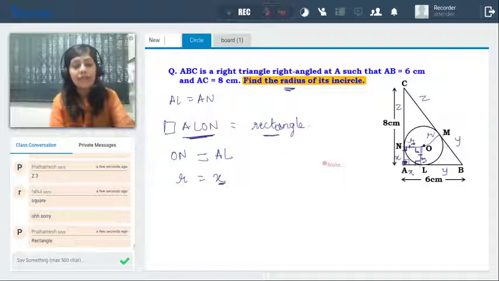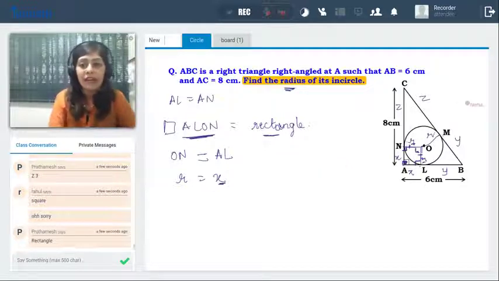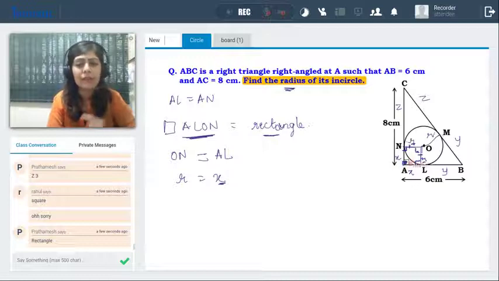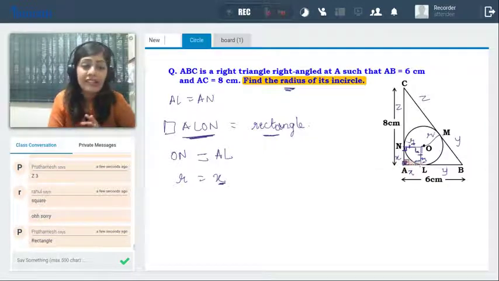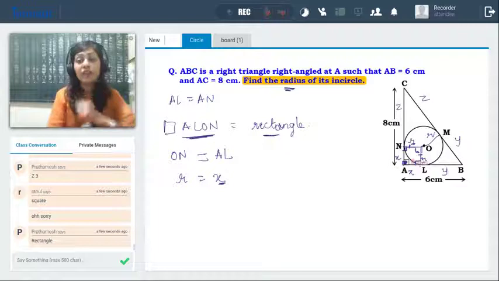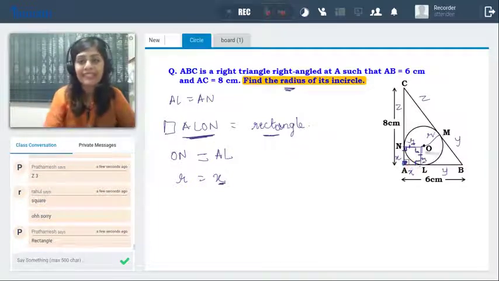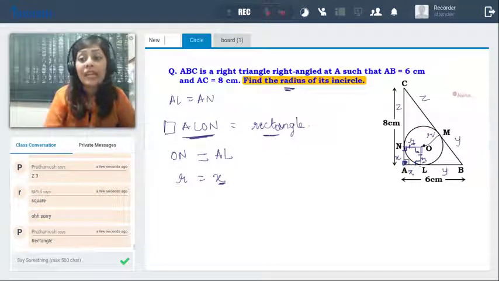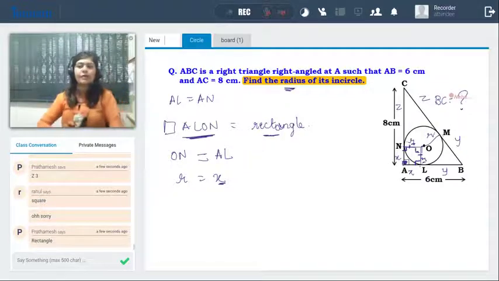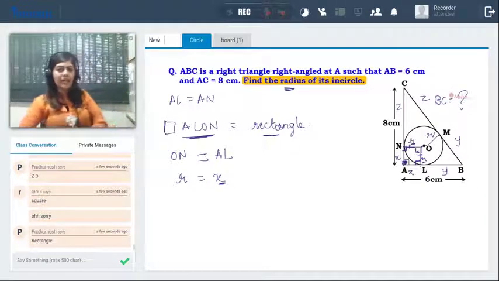Now students, from the previous sum, if three sides of a triangle are given to you, same like the previous sum, can you find x, y, z? Definitely we can find x, y, z. For that, AB is 6, AC is 8. We need the value of BC. What is the value of BC, people? Quick, can I find the value of BC?